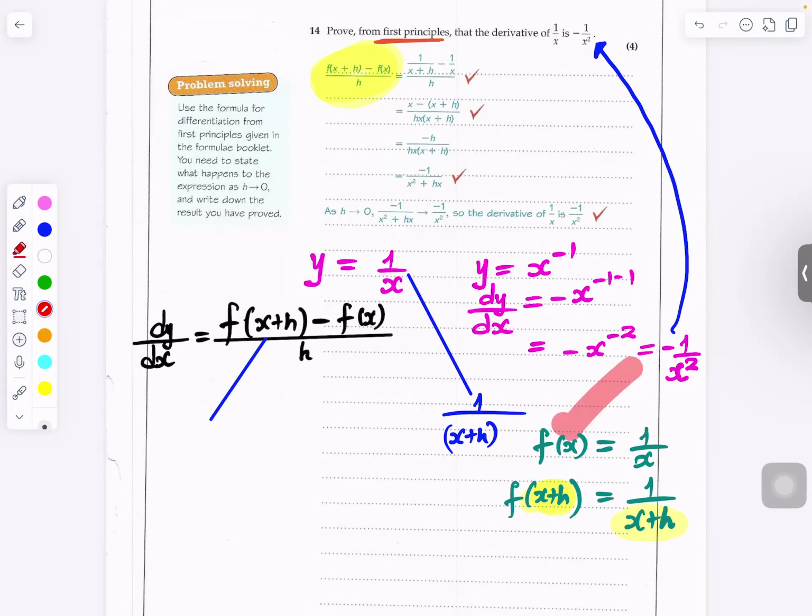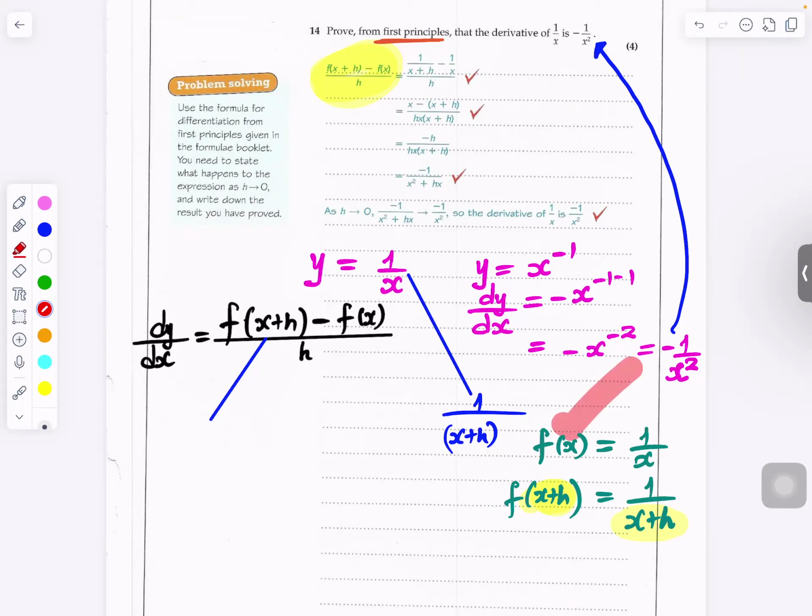Now we have to substitute. We are given 1 over x, but they want to put 1 over x plus h. So we want to replace x with x plus h. That means if you increase by x plus h, find the new gradient. I'll show you in pictures what that looks like. But they just want you to substitute and differentiate. So now, what does the f of x plus h become?